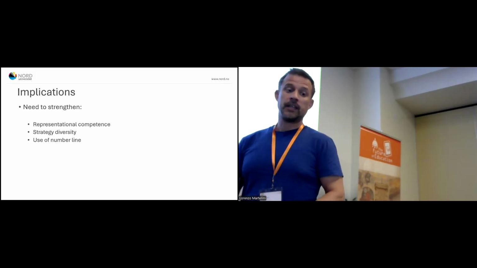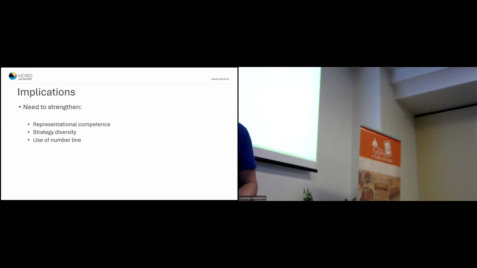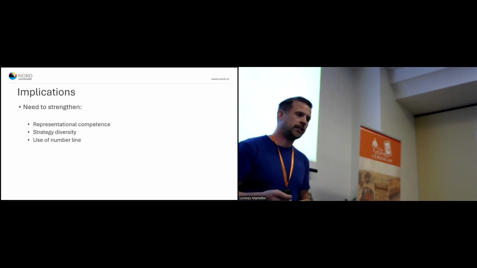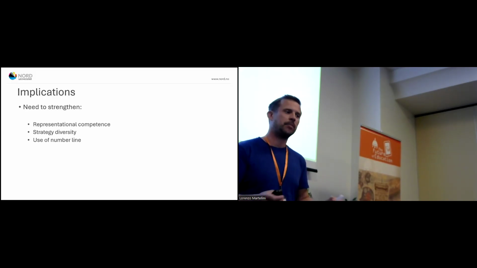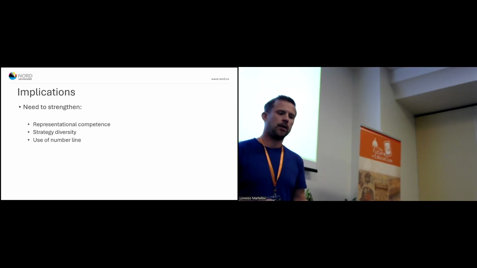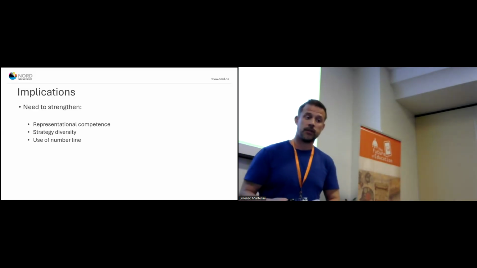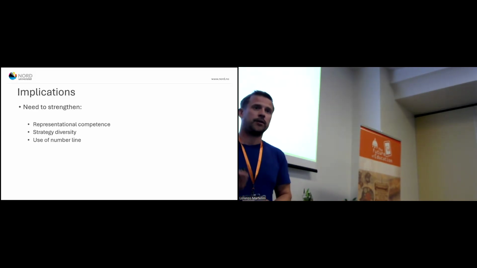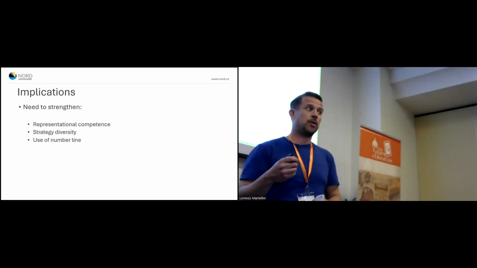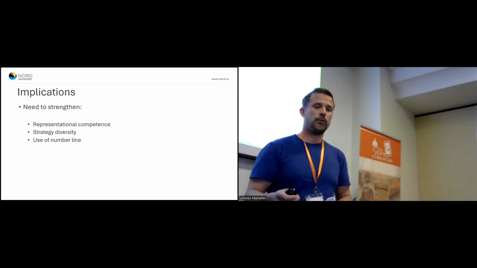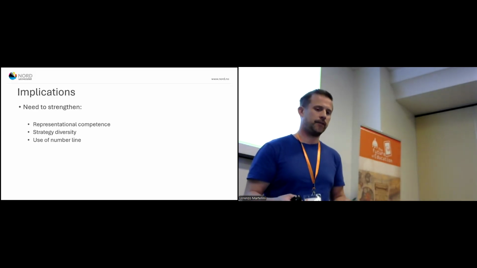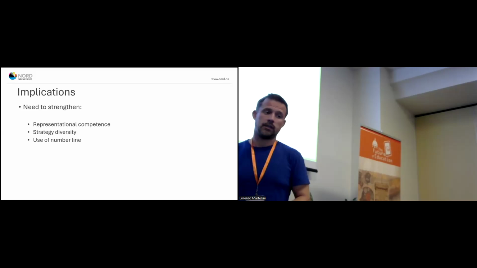And the things we see is that we need to strengthen the representational competence, that they are able to solve tasks in different ways, use solution strategies based on the task they are presented, but some strategies could be beneficial for some different types of tasks, etc. And the diversity of strategies, and that we should have used the number line more in order to show, to explain for children how to solve tasks.